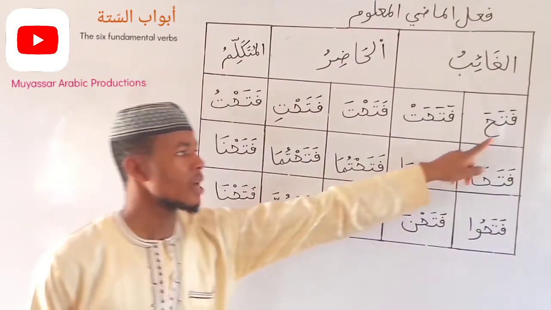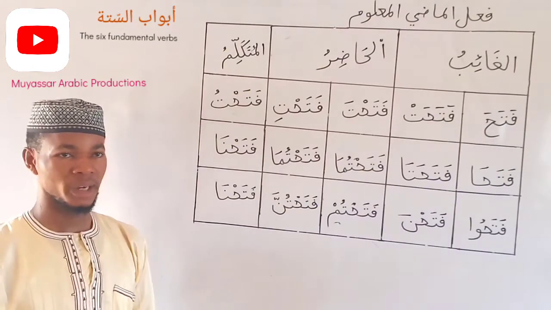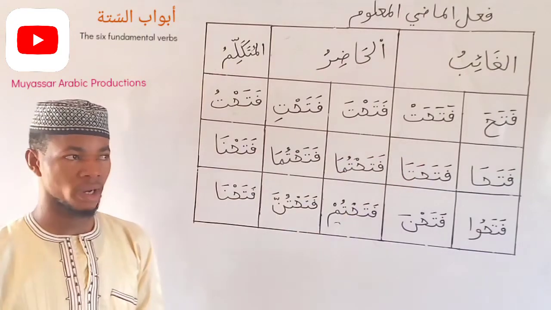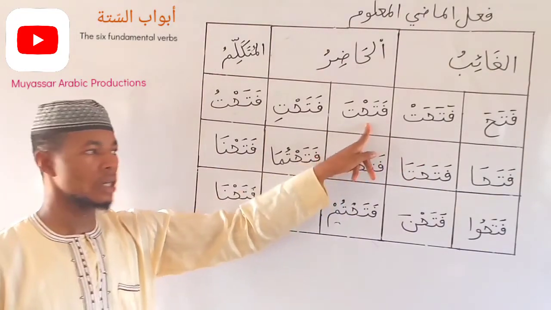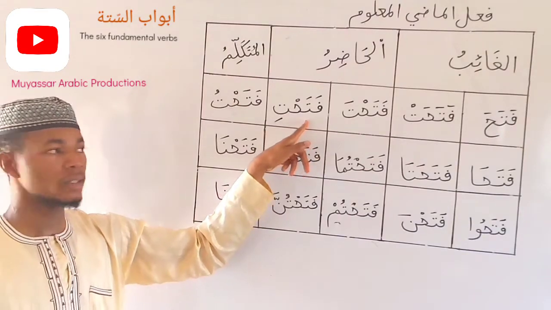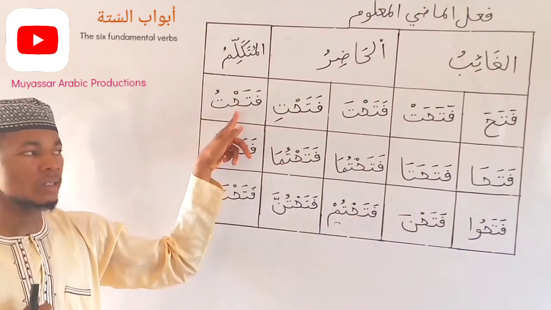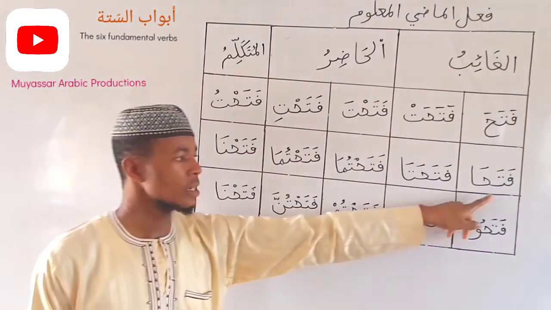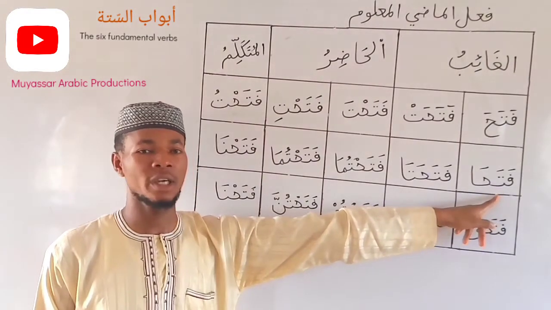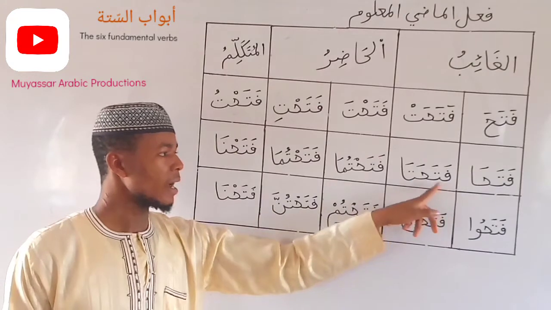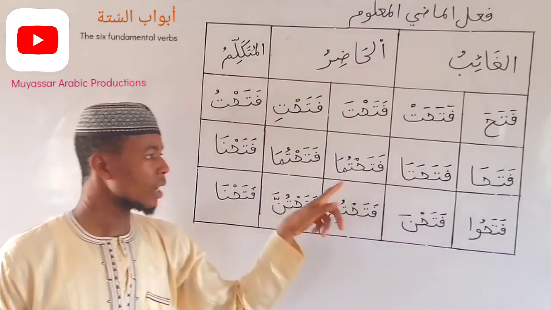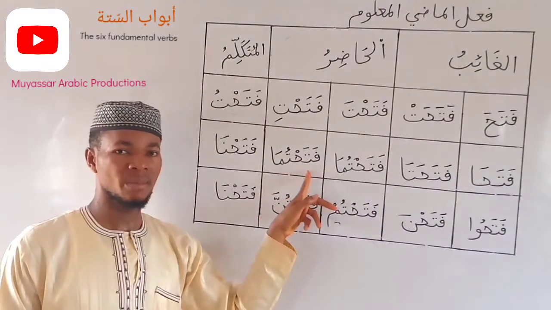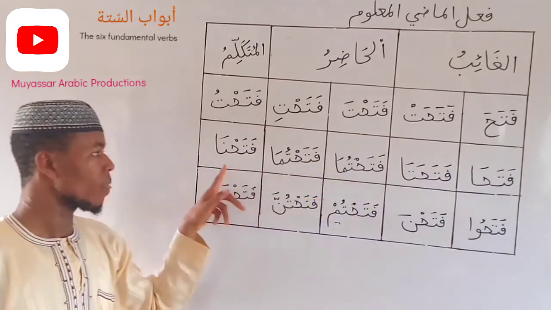So here you say dhahaba, meaning he went. Then here you say dhahabat, meaning she went. Dhahabta, you went, masculine gender. Dhahabti, you went, feminine gender. Then dhahabtu, I went, for both the masculine gender and also the feminine gender. So here you say dhahaba, meaning both of them went, masculine gender. Dhahabata, both of them went, feminine gender. Dhahabtuma, meaning both of you went, masculine gender. Dhahabtuma, both of you went, feminine gender.